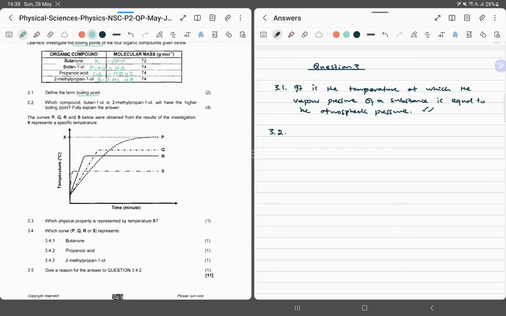Which compound, butane 1-ol or 2-methyl propane 1-ol, remember these are isomers of each other, and they are essentially chain isomers if you think about it, will have a higher boiling point? Fully explain the answer. Okay, so that is easy. So the one that will have a higher boiling point is butane 1-ol, so we go for it. Butane 1-ol will have a higher boiling point.